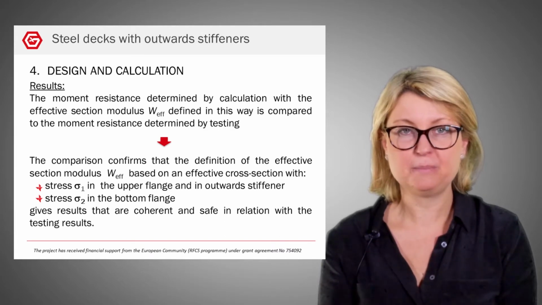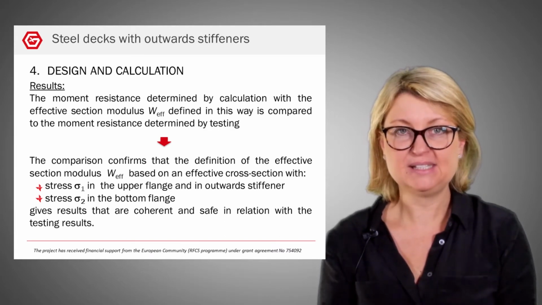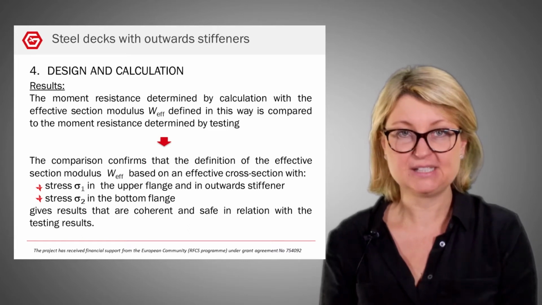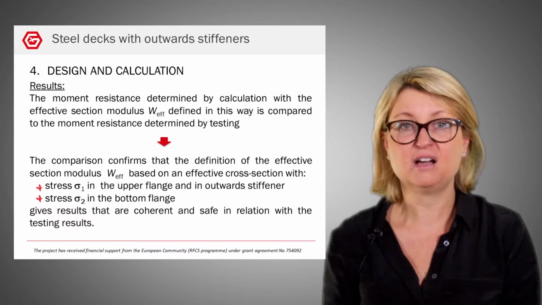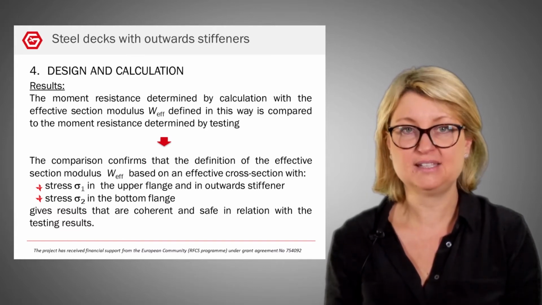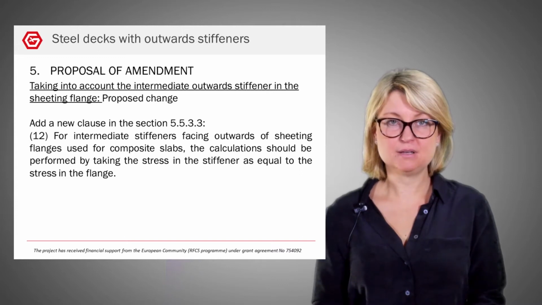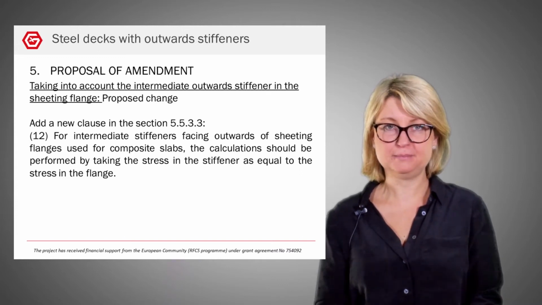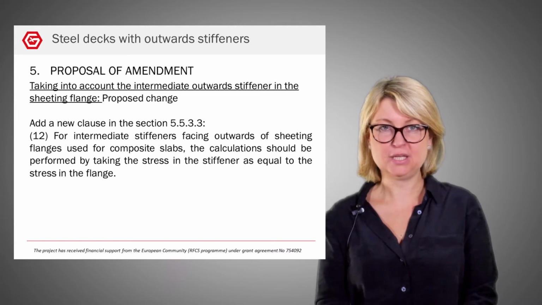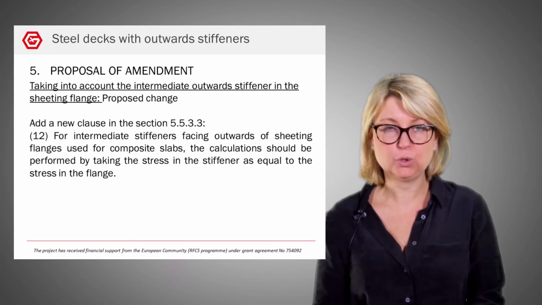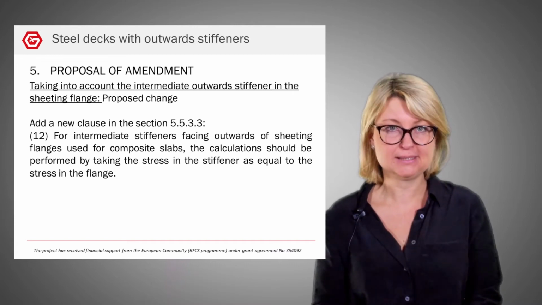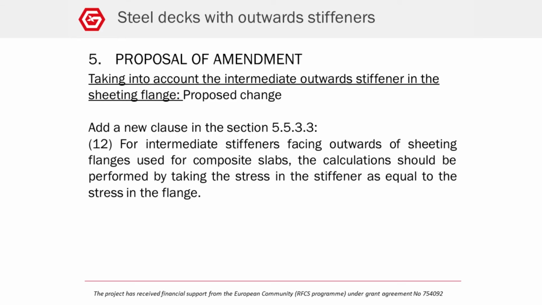This comparison confirmed that the definition of the resistance moment, as shown on the previous slide, gives results that are safe and coherent with the testing results. These results allowed us to submit a proposal of amendment on Eurocode 3 part 1-3, consisting in addition of a new clause. This amendment stipulates that for intermediate stiffeners facing outwards of sheeting flanges, the calculations should be performed by taking the stress in the stiffener as equal to the stress in the flange.